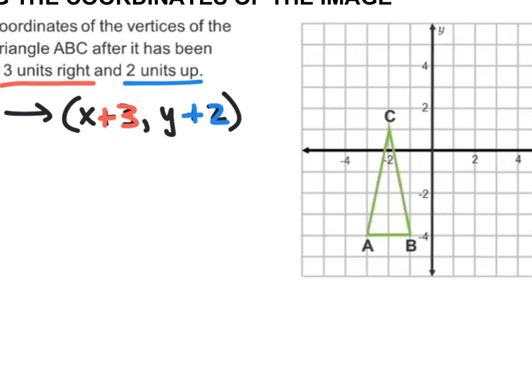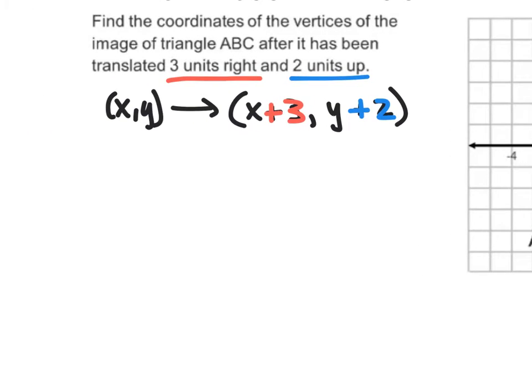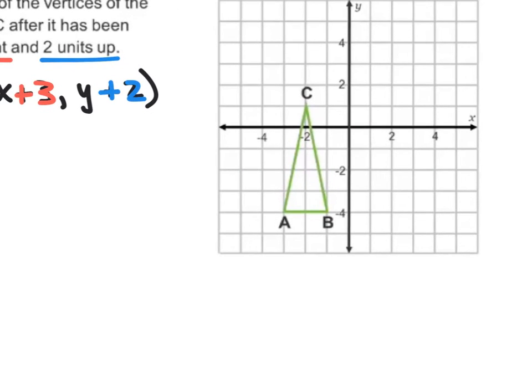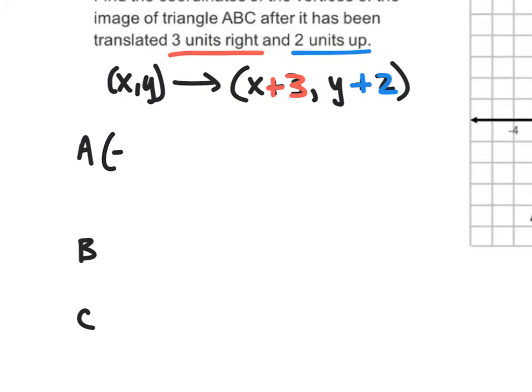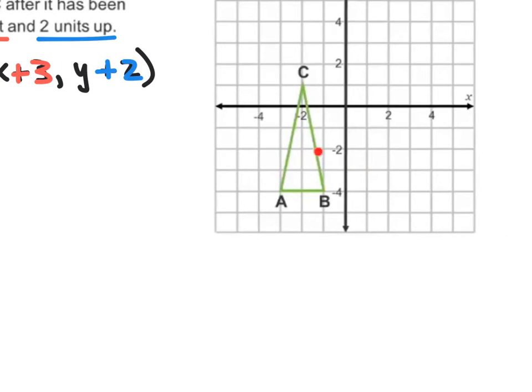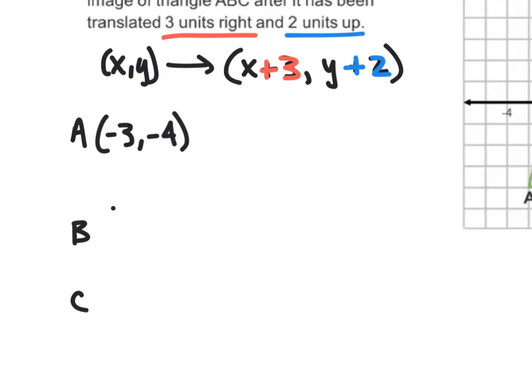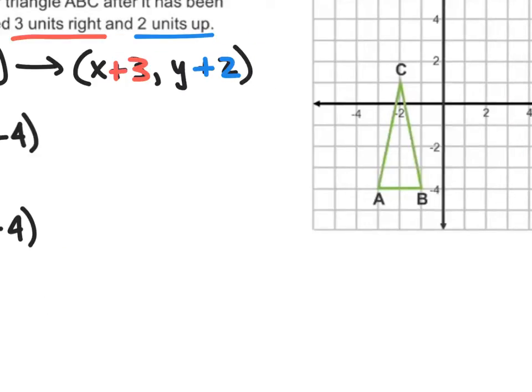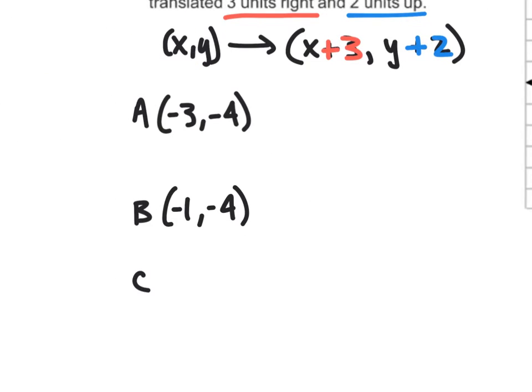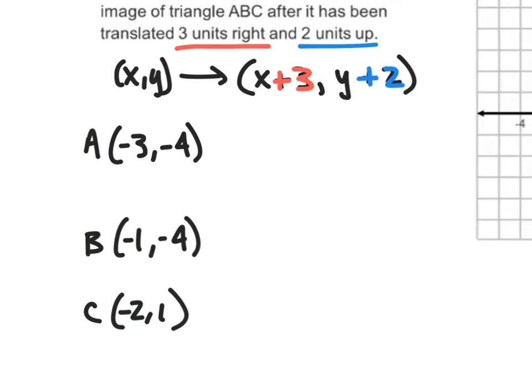Now, what I want to do here is locate points A, B, and C. From this graph, I got that point A is the point (-3, -4). Point B is the point (-1, -4). Point C is the point (-2, 1).